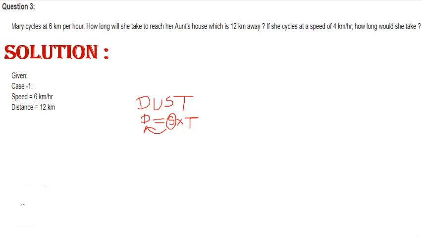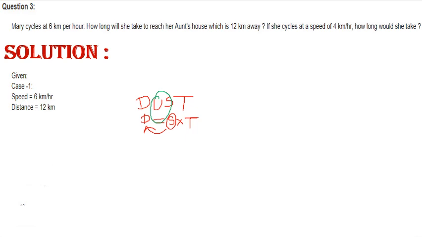So in this dust, you are going to replace the letter U by the is equal to sign. And DST remains as it is. But here D stands for distance, S stands for speed, and T stands for time. Because we have to find time, speed and distance are already given.